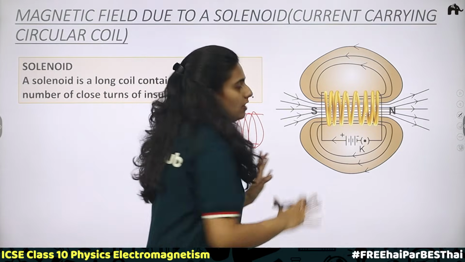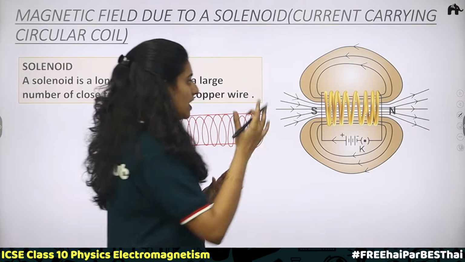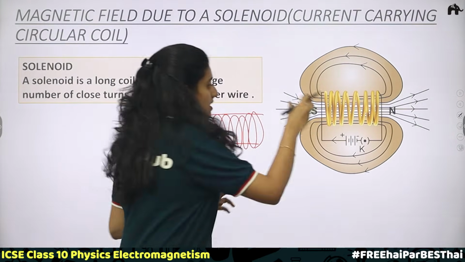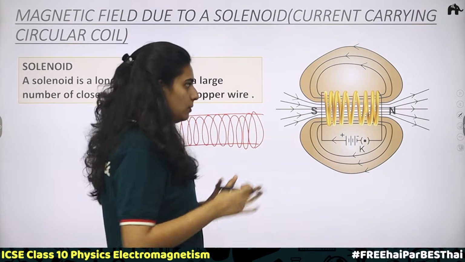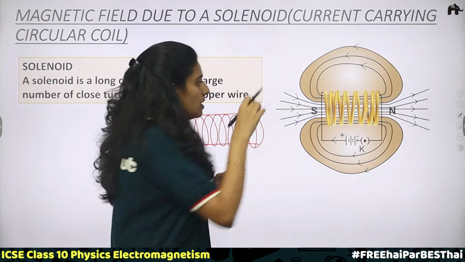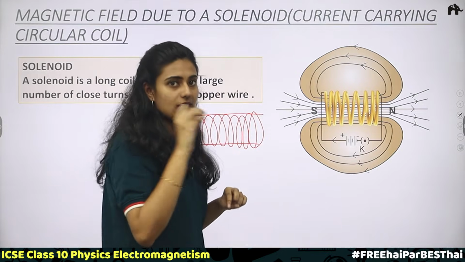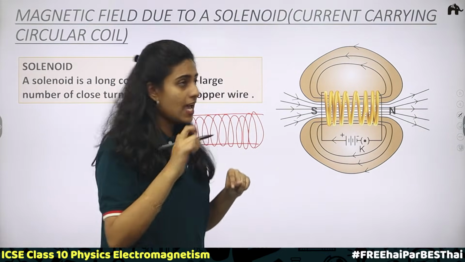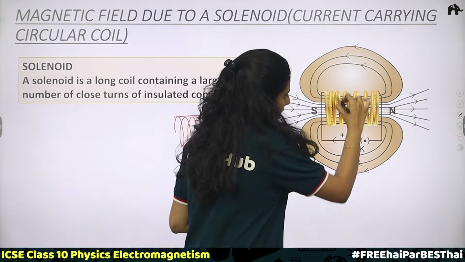Now again we will do the same arrangement which we did in the case of a straight long conductor and a circular loop. Take a cardboard. On the cardboard, make two slits. Holes are not enough here. You will make two slits and pass the insulated copper wire in this pattern.